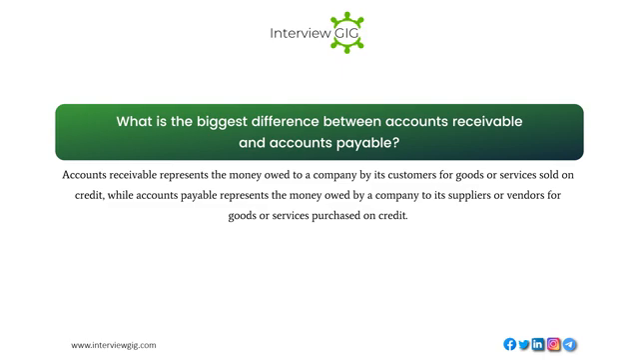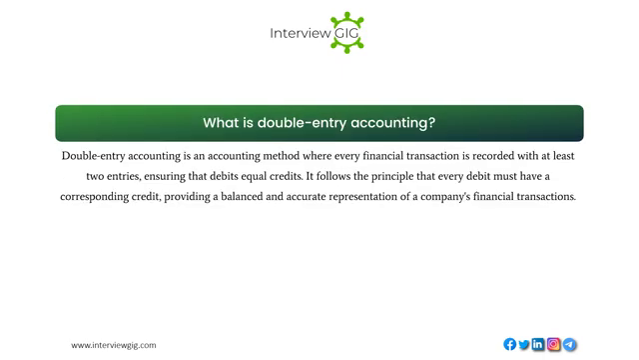What is the biggest difference between accounts receivable and accounts payable? Accounts receivable represents the money owed to a company by its customers for goods or services sold on credit, while accounts payable represents the money owed by a company to its suppliers or vendors for goods or services purchased on credit.